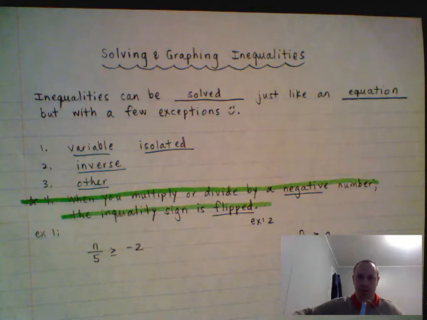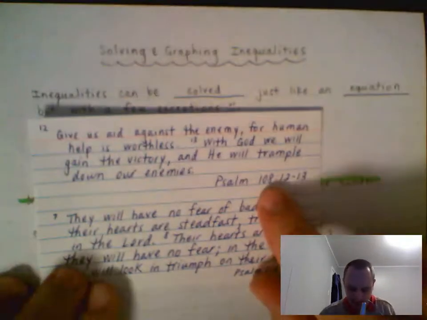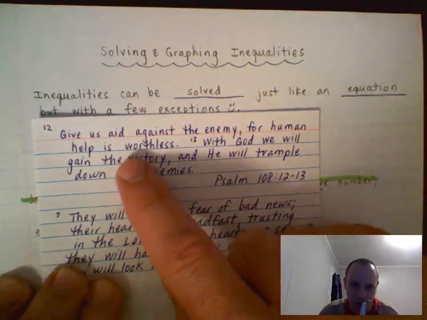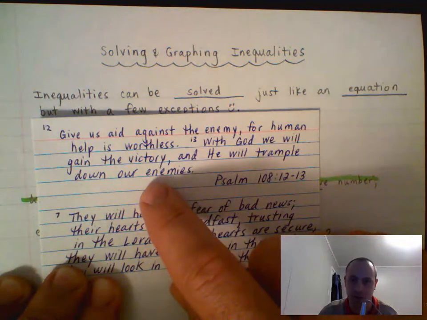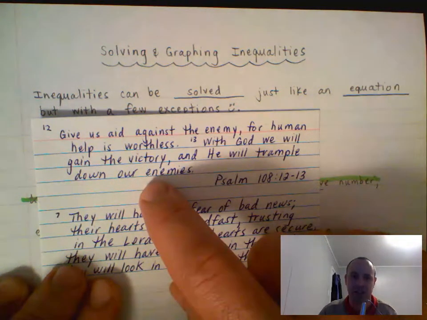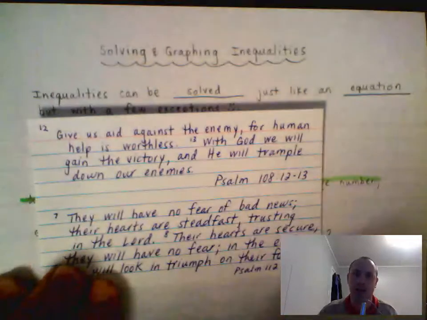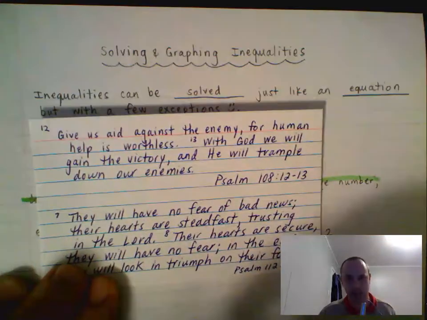Just want to share a verse with you here, a Bible verse. It comes from Psalm 108, and it says, "Give us aid against the enemy, for human help is worthless. With God we will gain the victory, and he will trample down our enemies." So just want to encourage you guys that human help is worthless. Help from God is the help that matters.